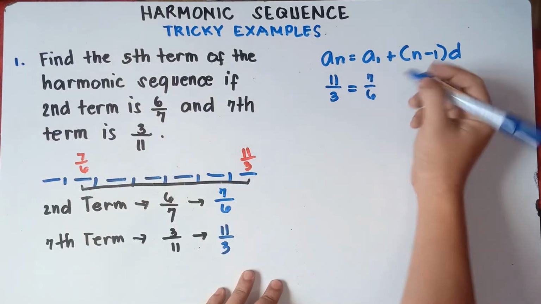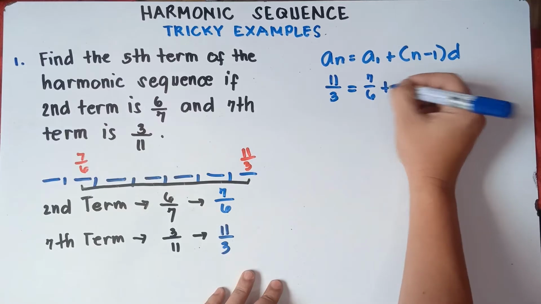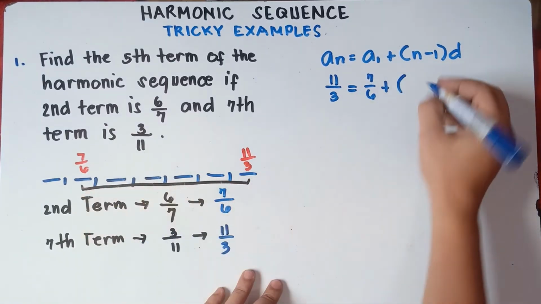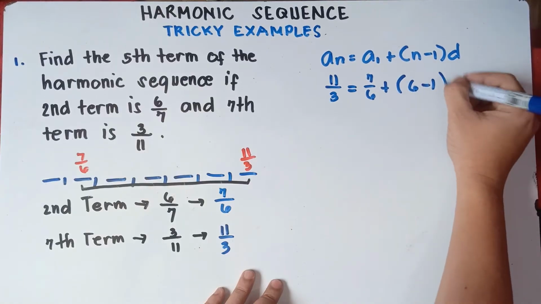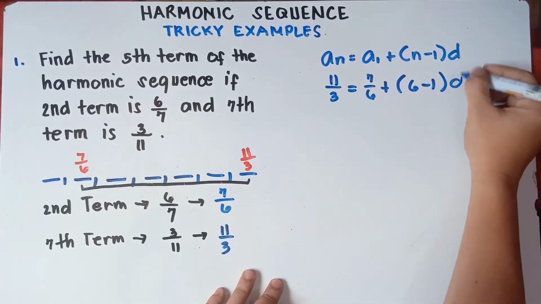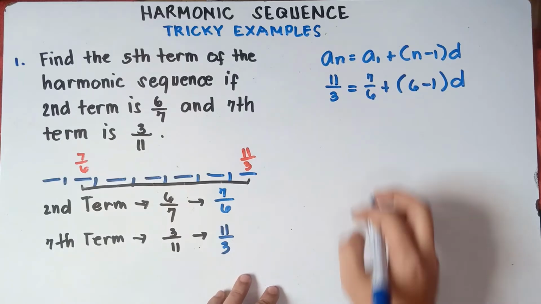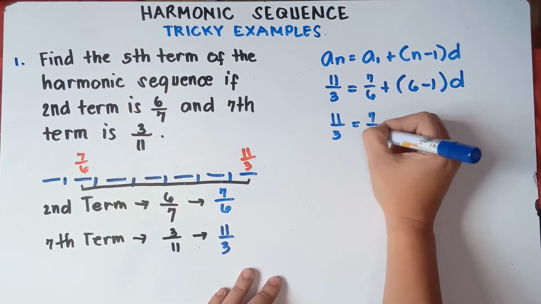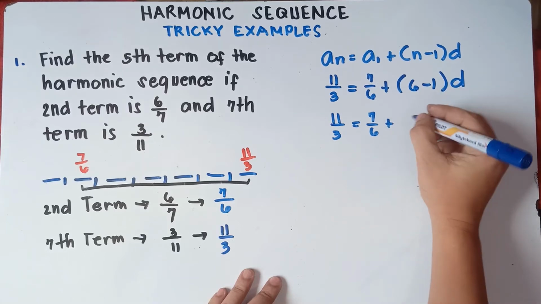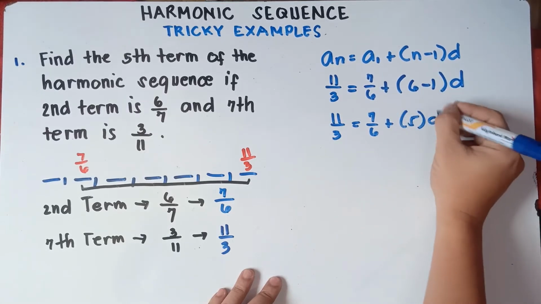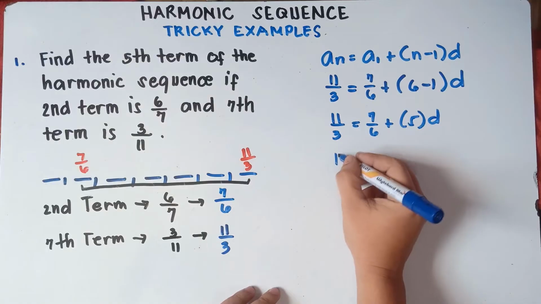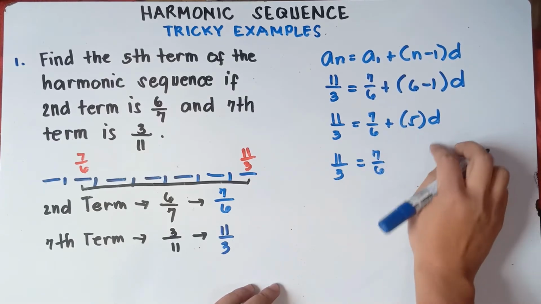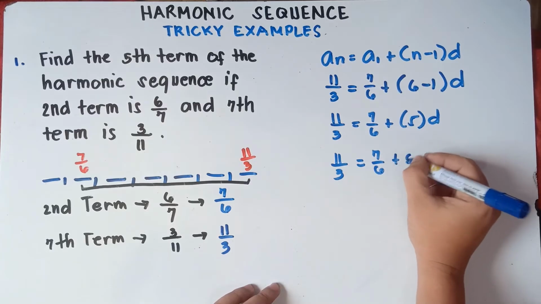Just to find the common difference, we need to adjust. Plus, n will be the number of terms. We only have 6 terms. 6 minus 1 times the common difference. We don't have the common difference, so we find it. So this will be 11 over 3 equals 7 over 6 plus 6 minus 1 is 5 times d. So this will be 11 over 3 equals 7 over 6 plus 5 times d, that's positive 5d.